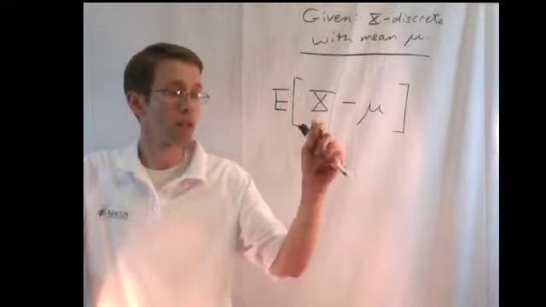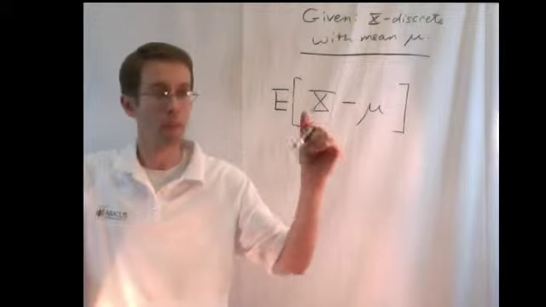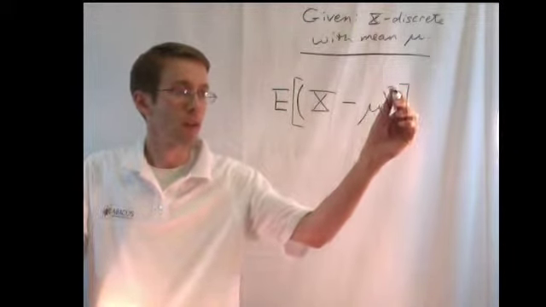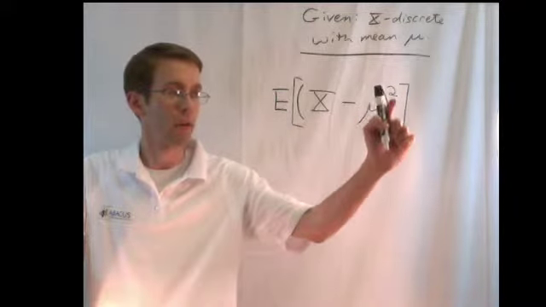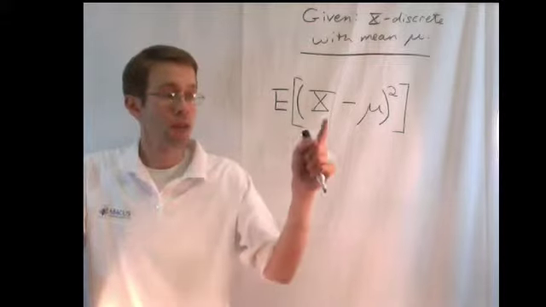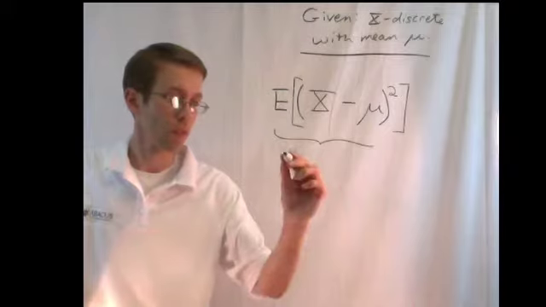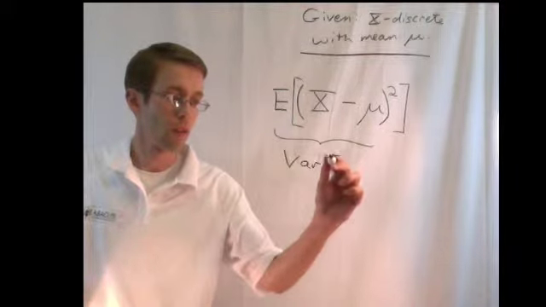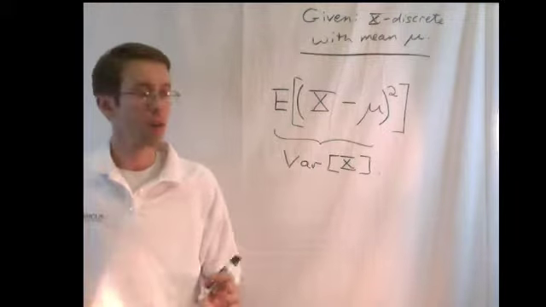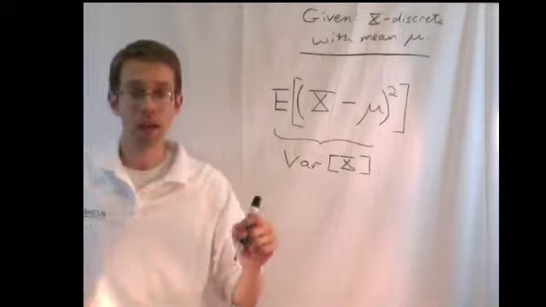One way to fix that is to make every one of these deviations between x and its mean count in a positive way by squaring. That's a way to make every deviation from the mean count positively. The squaring kills off any of the negatives. This quantity is known as the variance of x. It turns out that this definition is sort of intuitive, but it's kind of a pain to compute with.